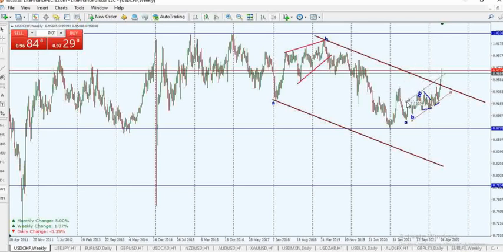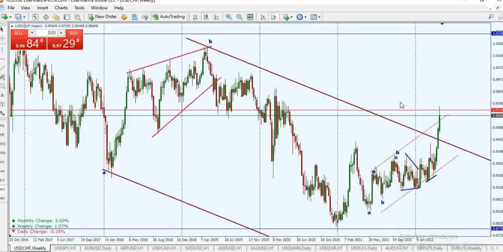So I'm gonna have to adjust this a little bit. Okay, so everything's moving up, and it's not the right time to take a trade. Let's see what happened here in the past.